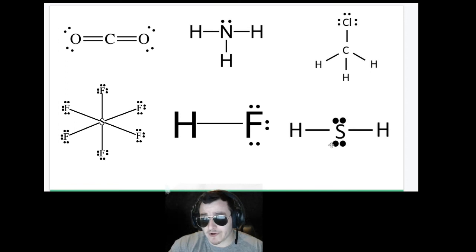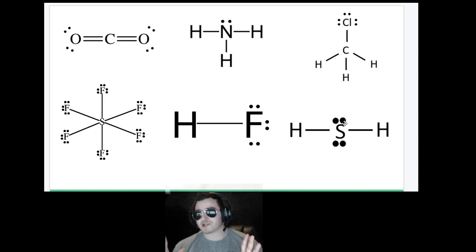So it is polar. Of course it exhibits LDFs. It is polar though, so therefore it exhibits dip-dip. And I see hydrogens. Does it exhibit hydrogen bonding? No. Because it is not attached to one of my FON elements. Therefore, this simply exhibits LDFs and dip-dip.